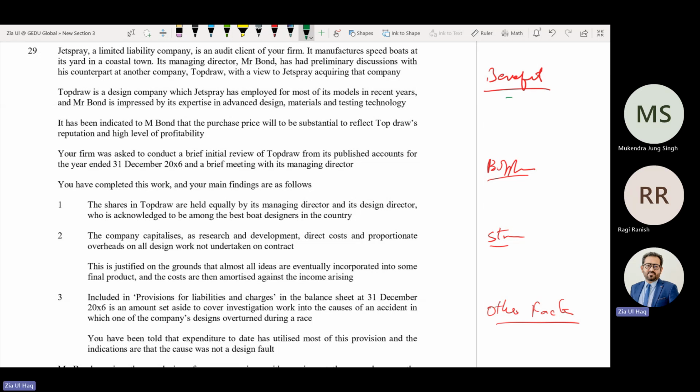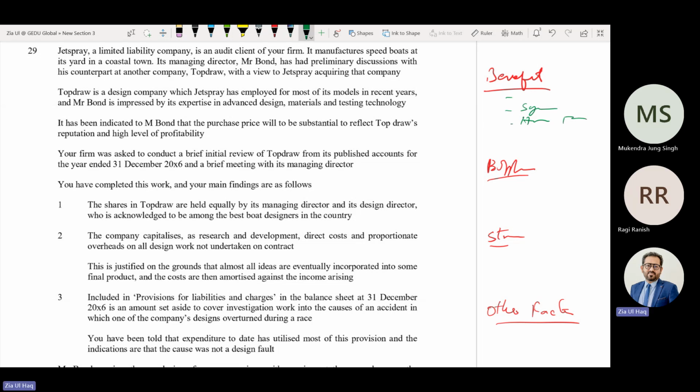And after acquiring this company, we will have design capability in-house. If you have design capability in-house, that will provide synergy to Jet Spray, extra benefits. It has been indicated to Mr. Bond that the purchase price will be substantial to reflect TopDraw's reputation and a high level of profitability, and that these companies have high reputation and high profitability, and that will help Jet Spray to run TopDraw successfully after the acquisition because their reputation is high, their profitability is high.